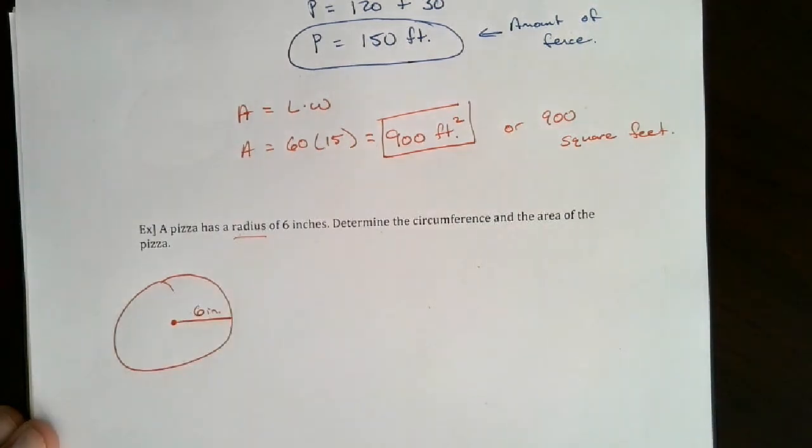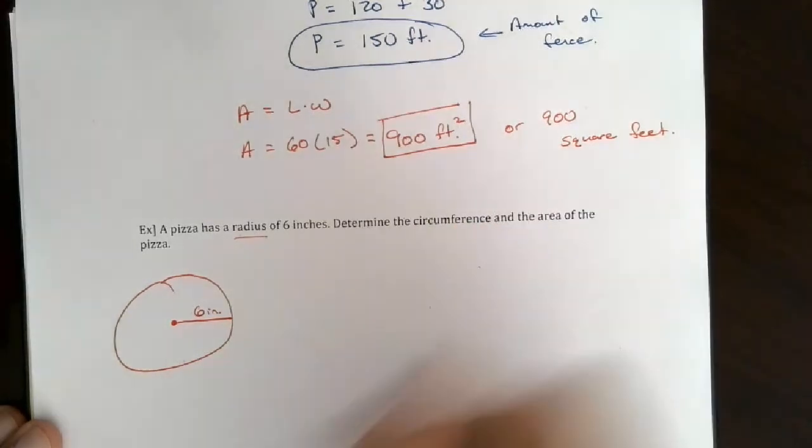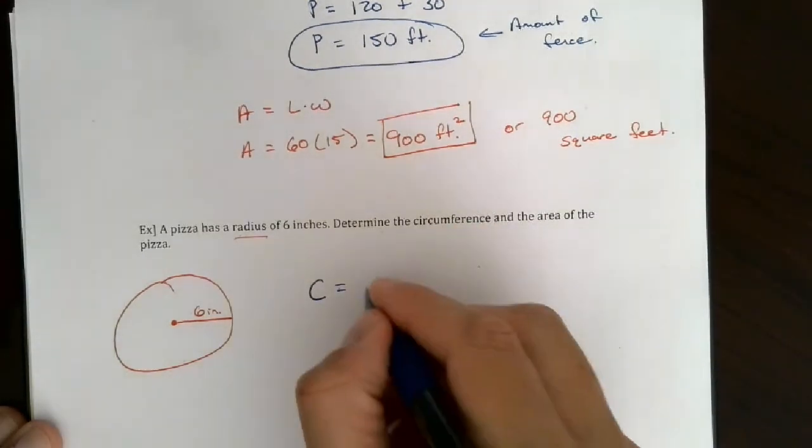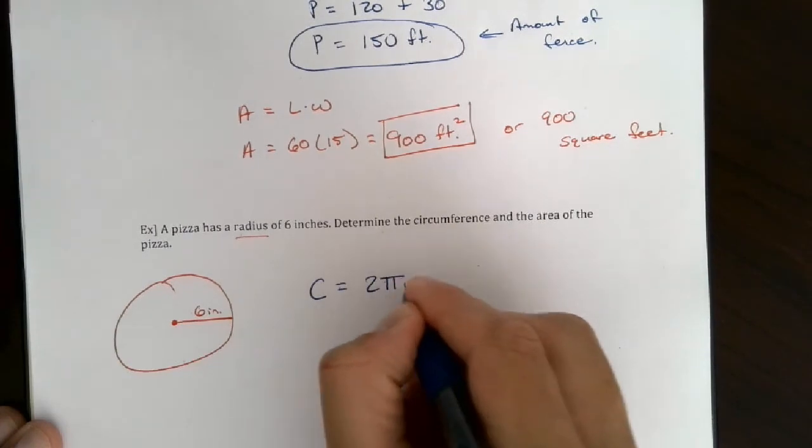Sometimes it's helpful to draw the diagram like I have here. You don't have to, but it might make it easier to see what's going on. And then we're going to use some of our formulas. We're looking for the circumference. The circumference had the formula circumference equals 2 pi r.